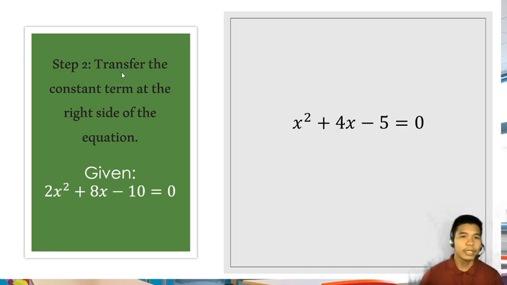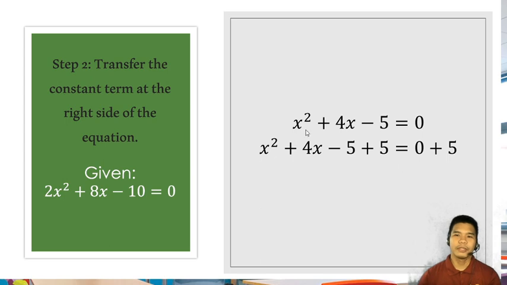Next, step 2, transfer the constant term at the right side of the equation. So, ang constant term natin is negative 5. O sabi, transfer daw sa right side. So, that will become using addition property of equality or simply lipat nyo lang talaga yan.